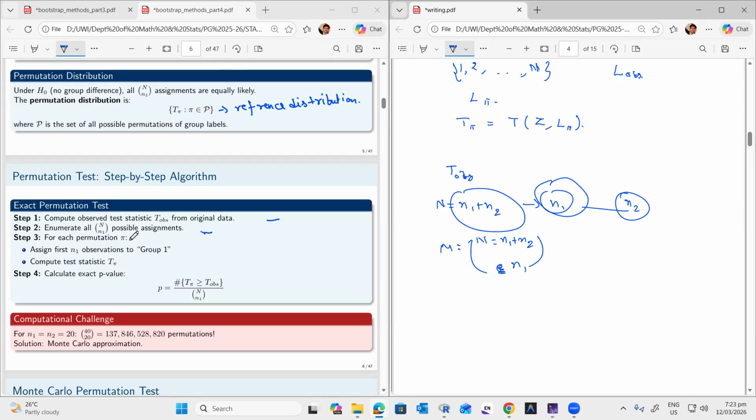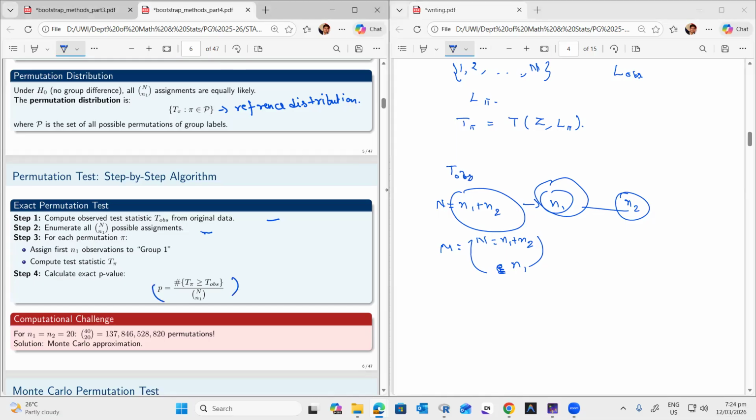Okay, so first assign n1 observations to group 2 and compute the t test statistic t pi. All right, as we have done in the previous part when we were doing the two sample null hypothesis test for the mean. Similarly, we will do here, and then we calculate the p value.